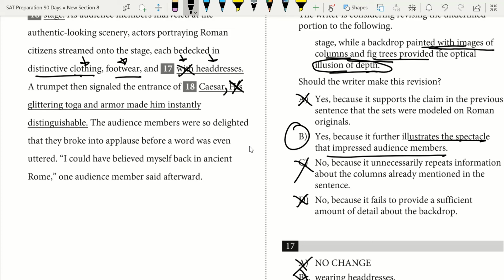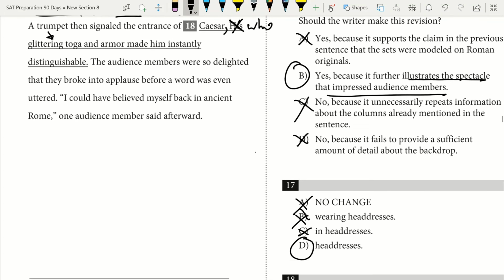Okay, so in this case, we have a trumpet that signaled the entrance of Caesar, and then I would say, "whose glittering toga and armor made him instantly distinguishable." So that would be a really, really great option if we have it. If we don't have it, then I'd probably look and see if something like, in this case, "glittering toga" might be moved, and it might just be "who," depending on how it's phrased. So let's take a look at our options.